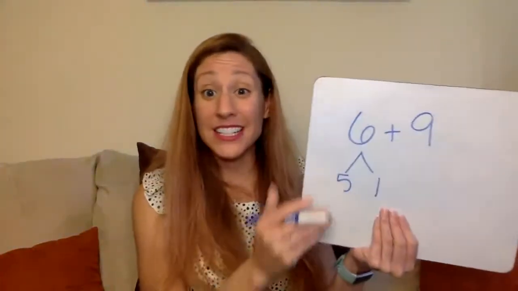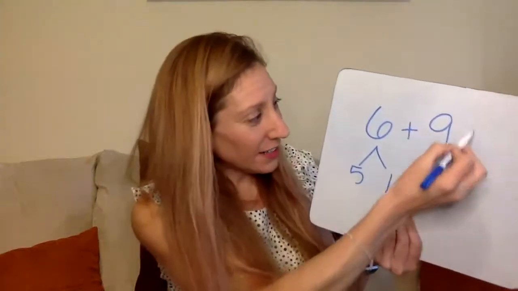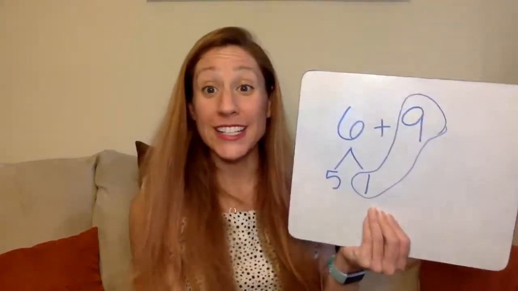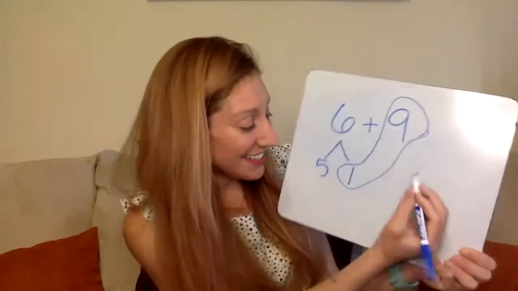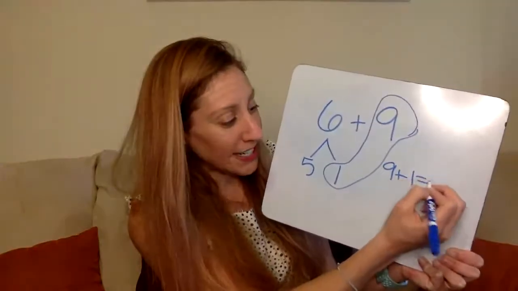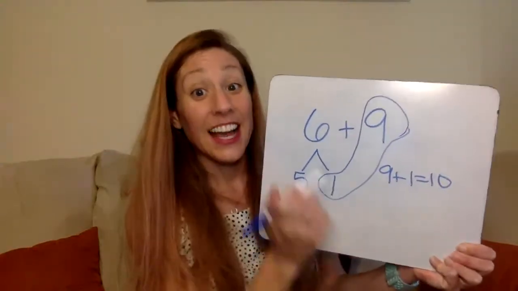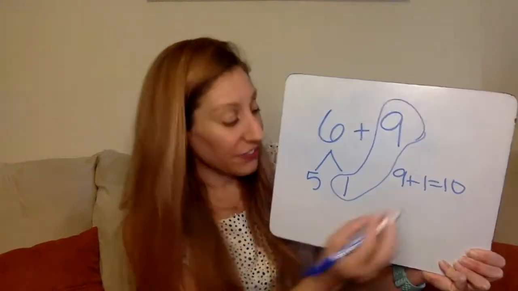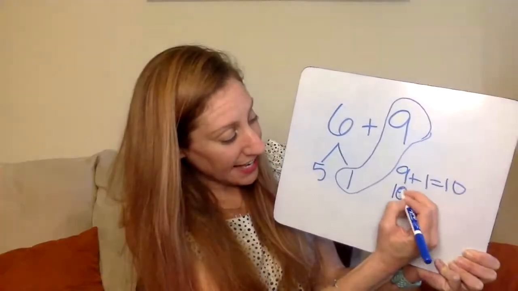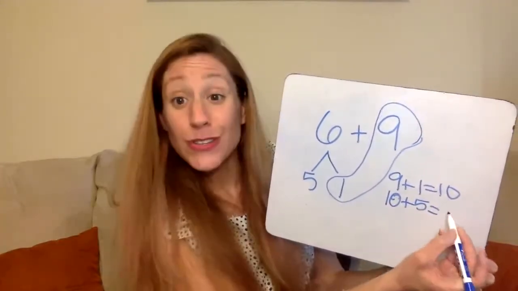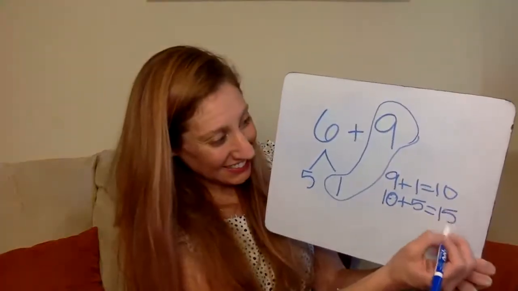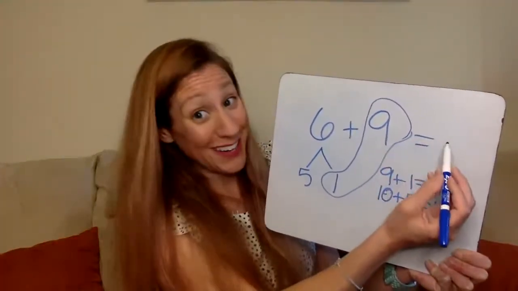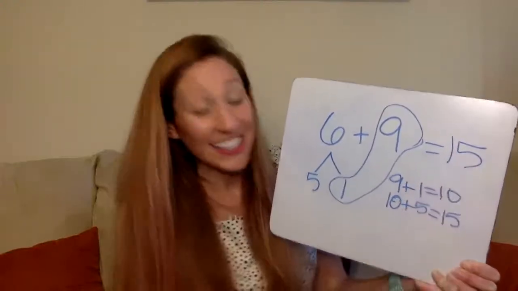So if I have 6, 1, and 5. So I've split it up. I don't have 6 anymore. I have 5 and 1. Here's my 10. Find that 10, circle that 10, love that 10! 9 plus 1 equals 10. And then I have 5 left over. So 10 plus 5 equals 15. So 6 plus 9 equals 15.